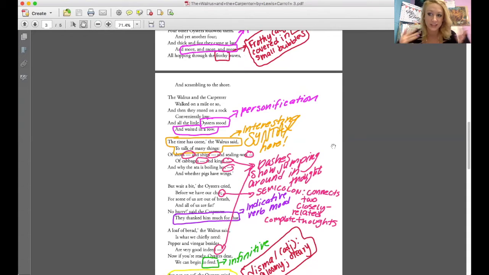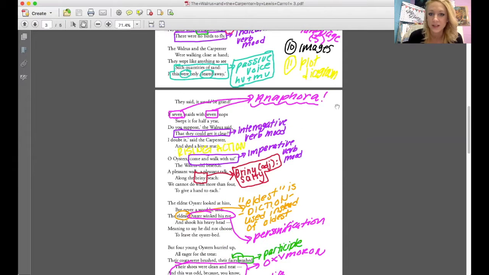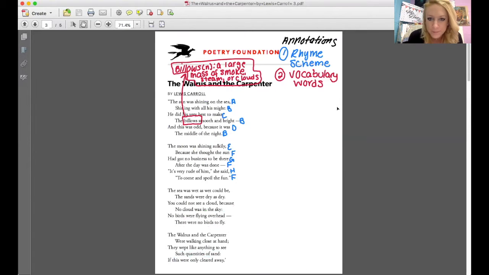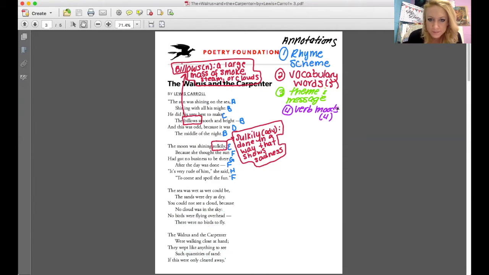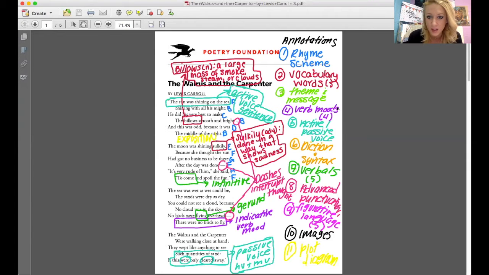That's an interesting chain of words and how it's organized. So I put, hey, this is some interesting syntax. So you're going in and you're labeling that. Next up, again, sorry this is so jumpy. I don't know why it's doing that.